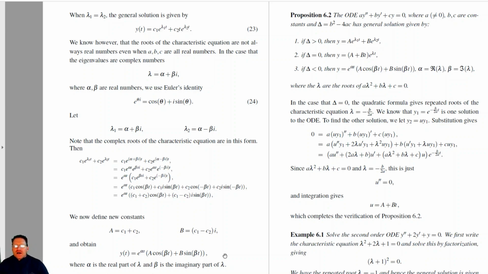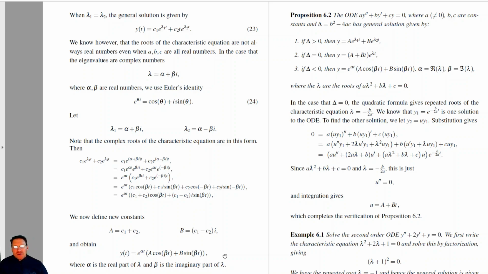Okay, so if delta is positive, then we have the general solution a e to the lambda 1 t plus b e to the lambda 2 t. In that case, lambda 1 and lambda 2 will both be distinct real numbers. So if the number inside your square root in the quadratic formula is 0, so if delta equals 0, then we have y equals a plus bt all outside of e to the lambda t.